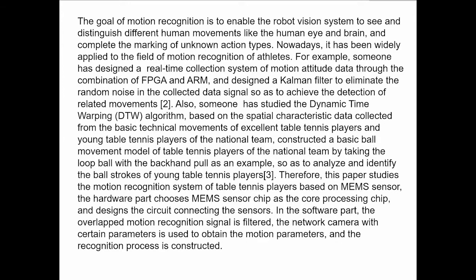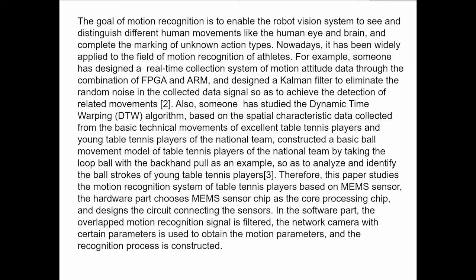The goal of motion recognition is to enable the robot vision system to see and distinguish different human movements, like the human eye and the brain, and complete the marking of unknown action types. Nowadays, it has been widely applied to the field of the motion recognition of athletes.